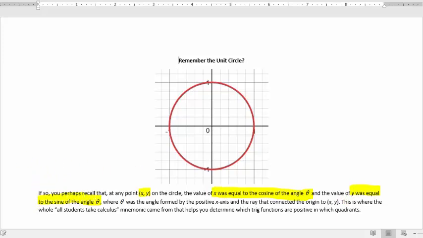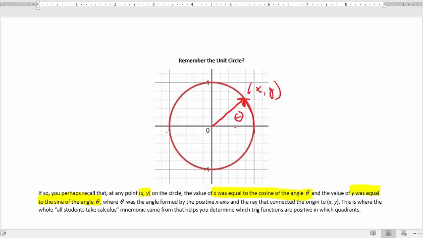Now you're going to say, well, what was the angle theta? Well, what we had said was theta was the angle formed by the positive x-axis and the ray that connected the origin to (x, y). So if you had a scenario like this where you're calling this point here (x, y), we had called this angle here theta, right? That was your angle theta. And we always went counterclockwise, right, for a positive angle.